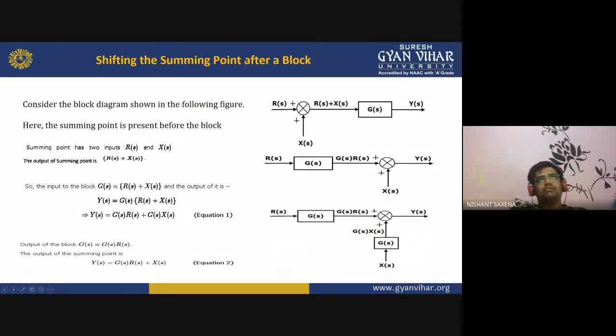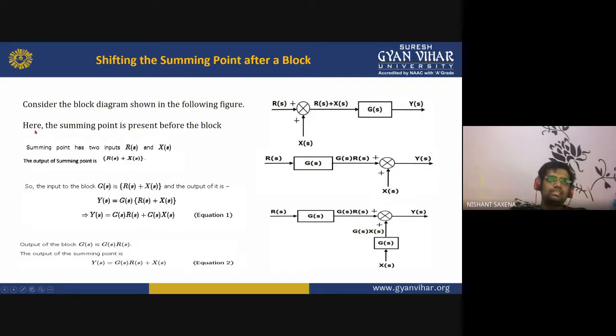Now, shifting the summing point after the block. Look at this control system. We have one input and another input is X(s), and I want this summation point to be shifted after this block G(s). Now how can it be done?